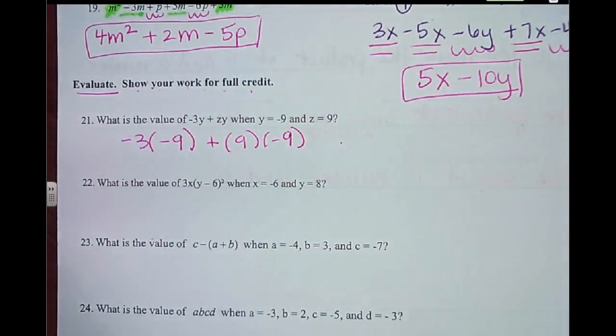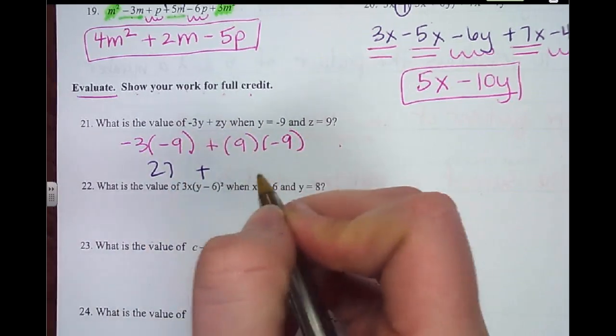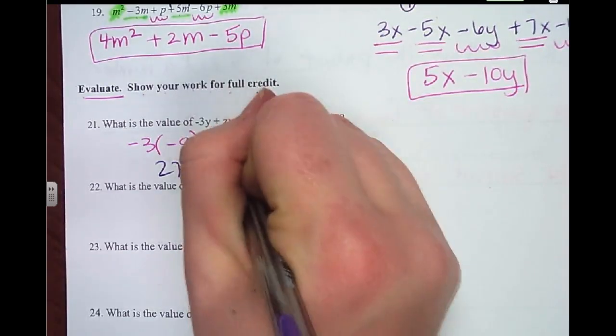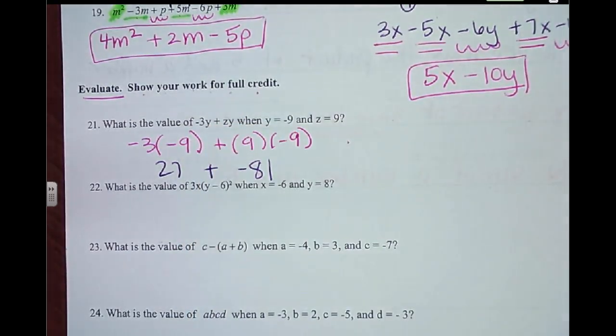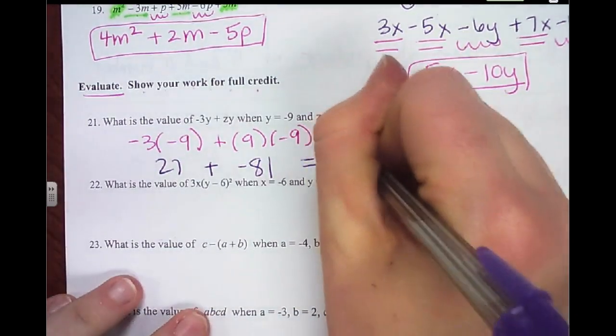Negative 3 times negative 9 is positive 27 plus, they can come in. I'll be right back. Okay, 9 times negative 9 is negative 81, and then I'm just going to add those together. So 27 plus negative 81 is negative 54.